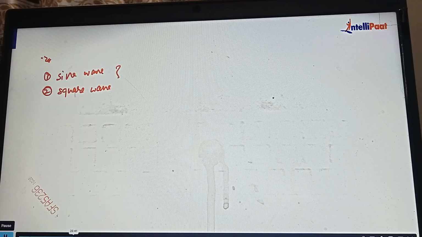What is the difference between these 2 inverters? Suppose in a charging application, I use the square wave inverter. Can I use it? Yes, sir, I can.